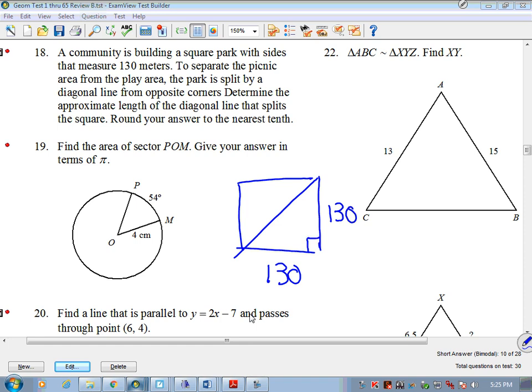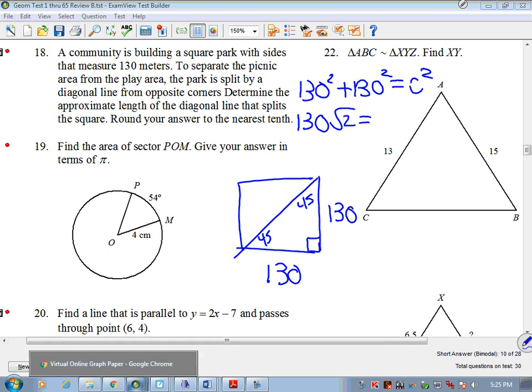Well, because squares have right angles, what I have here is a right triangle. So you have two options here, and I think several of you know this. 130 squared plus 130 squared equals c squared, and go ahead and solve from there. Or I could look at this as a 45, 45, 90 right triangle, where it's going to be 1, 1, 1 radical 2, or 130 times radical 2. In either way, I'm going to get the same answer to the nearest tenth.